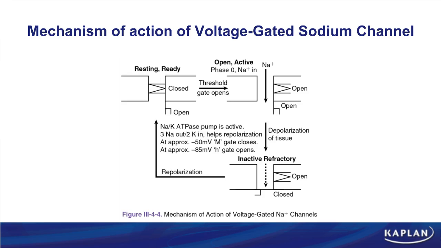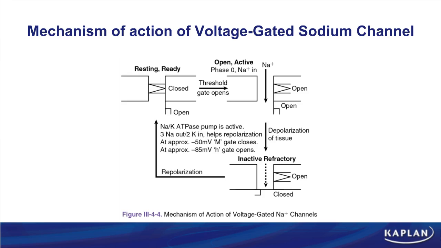Here we look at the 3 states of the sodium channel. There's the resting state, the open state, and the inactive state. Notice the resting state. You have a couple of gates here called M gates and H gates. In the resting state, M gates are closed and the H gates are open. Now we call these M and H because that's the shape of the conformation of this ion channel. It looks like the letter M, looks like the letter H.